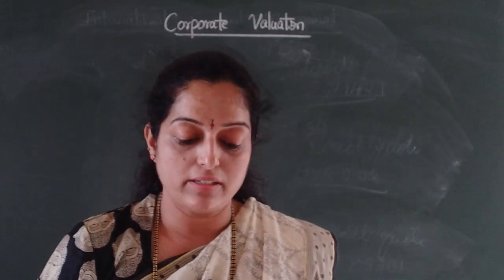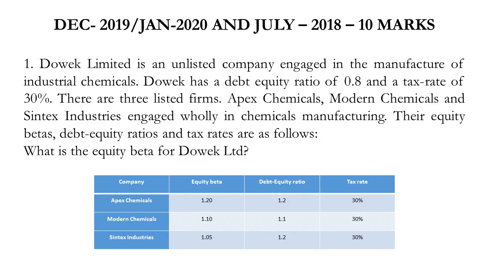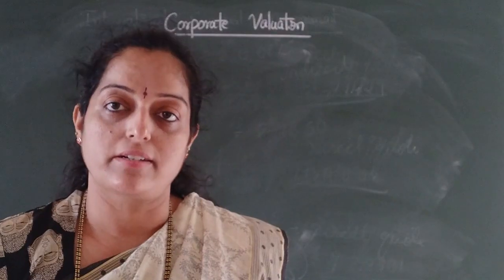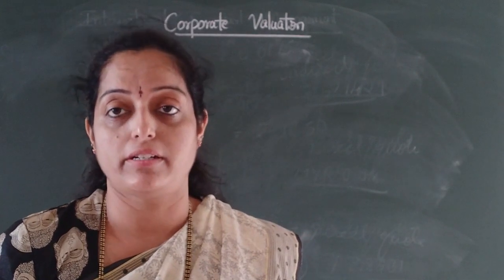Apex Chemicals equity beta is 1.2 and debt equity ratio is 1.2, and Modern Chemicals equity beta is 1.1 and debt equity is 1.1. Syntex Industries is 1.05 and debt equity ratio is 1.2, and all the firms' tax rate is 30%. So, what is the equity beta for DOEC Limited?